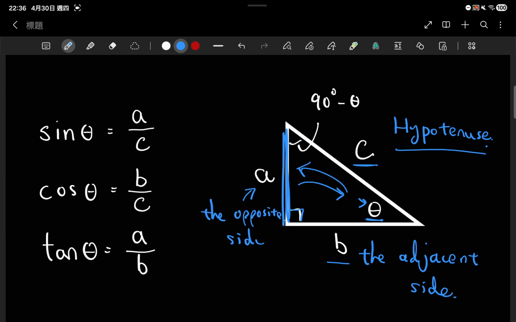Okay, so sine is the opposite side over hypotenuse, so it's A over C. Cosine is the adjacent side over hypotenuse, so it's B over C. Tangent theta is A over B, the opposite side over the adjacent side. So we define sine, cosine, and tangent.